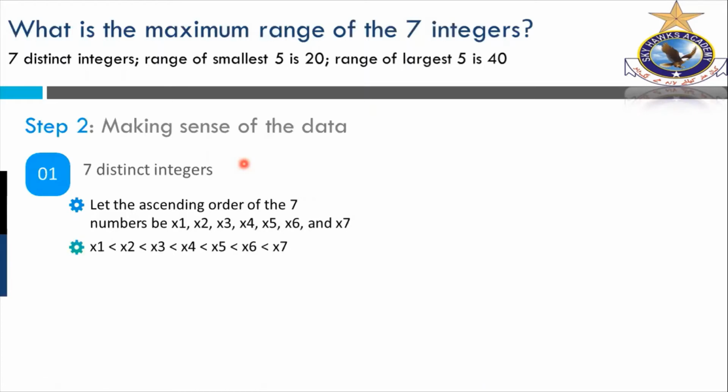The second one is that each one is less than the next one, and the next one, and the next one. The order is so simple. The largest one is the 7th number, and the smallest one is the first number. That's why we are putting them in ascending order. Anyhow, the second is that the range of the smallest 5 is 5.